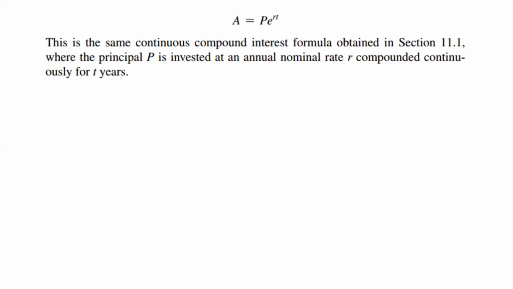And that's the famous equation we know, A equals Pe^(rt), and that's the continuously compounding interest formula obtained way back in 11.1, where the principal is invested at an annual nominal rate R compounded continuously for T years. Okay, so that's something we've looked at, and so we know how to do that.